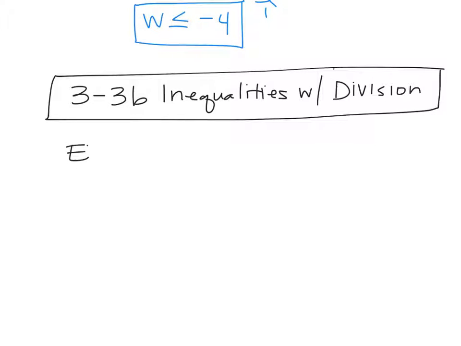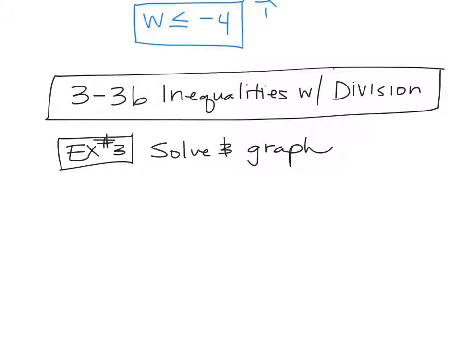So starting with, we're just going to keep going. So example 3, if I said solve and graph, and I got this set up. 6D is less than or equal to 42. Okay, take a look at that. What would you do first? Yeah. Divide by 6 on both sides, right? We're trying to isolate the D. So you're going to divide by 6, divide by 6.